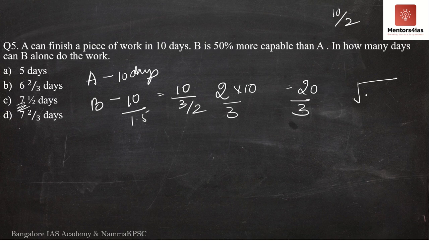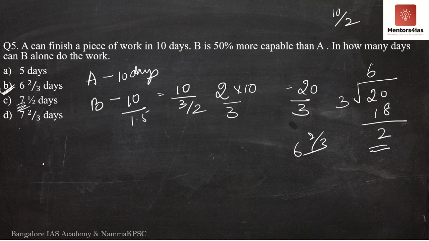So let me try to divide 20 by 3. 3 6s are 18. I get remainder as 2. Now do I have 6 2 by 3 days? Correct? Do I have 6 2 by 3 days? Of course I have 6 2 by 3 days. Therefore the correct option is B over here.